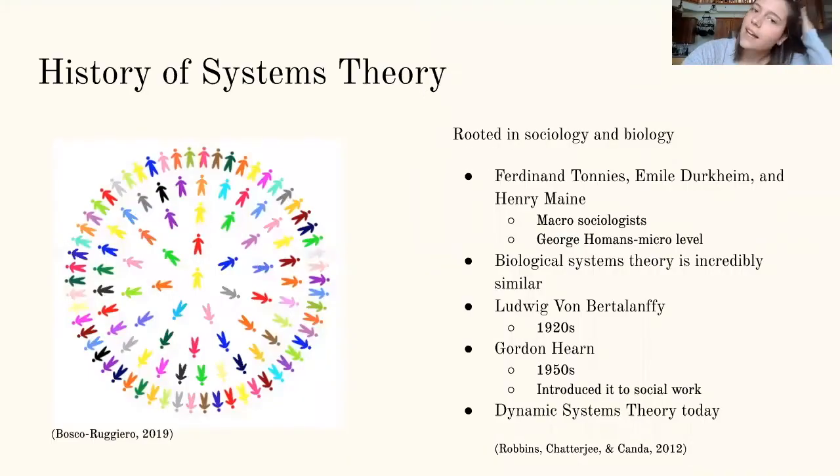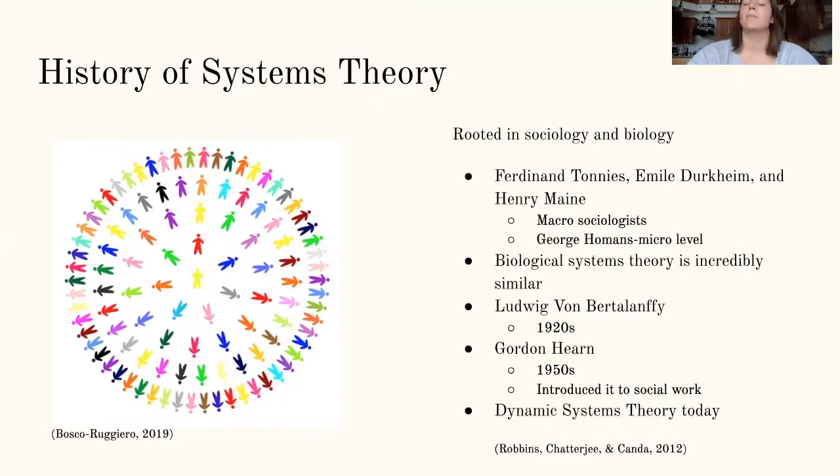So systems theory has a lot of difference in the history of it. There are a lot of different people that had a lot of different effects on the theory itself, but it was really rooted in sociology and biology. Ferdinand Tönnies, Emile Durkheim, and Henry Maine were pretty much the main sociologists that started this movement. They were macro sociologists, and their core belief was that many social behaviors were affected by different social systems. That's where we see the beginning of looking at systems, but they weren't really describing them as systems. They were looking at them as just different societies.